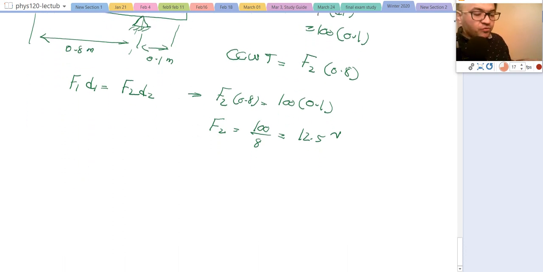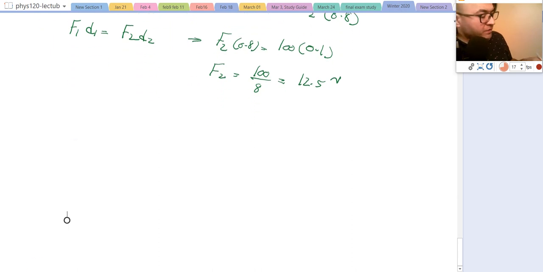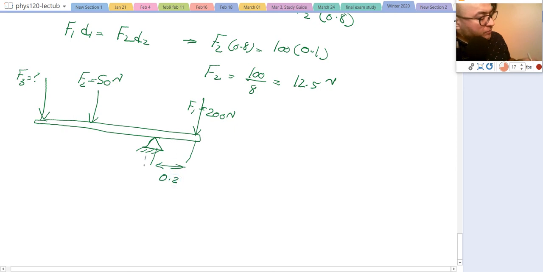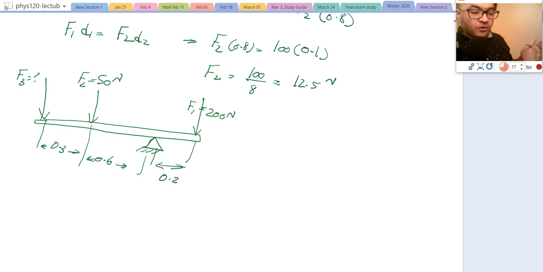Now let's do an example where we have multiple forces, and how we can consider a leverage with multiple forces. We have a force here, 200 Newton, one force here is 50 Newton, and the other force here, I don't know how much it is. So I'm going to call these F1, F2, F3. I don't know F3, but I know the distances: from here to here is 0.2, from here to here is 0.6, here to here is 0.3. Now you need to look into clockwise and counterclockwise torques. Everything on the right will create a clockwise rotation, everything on the left will create a counterclockwise rotation.